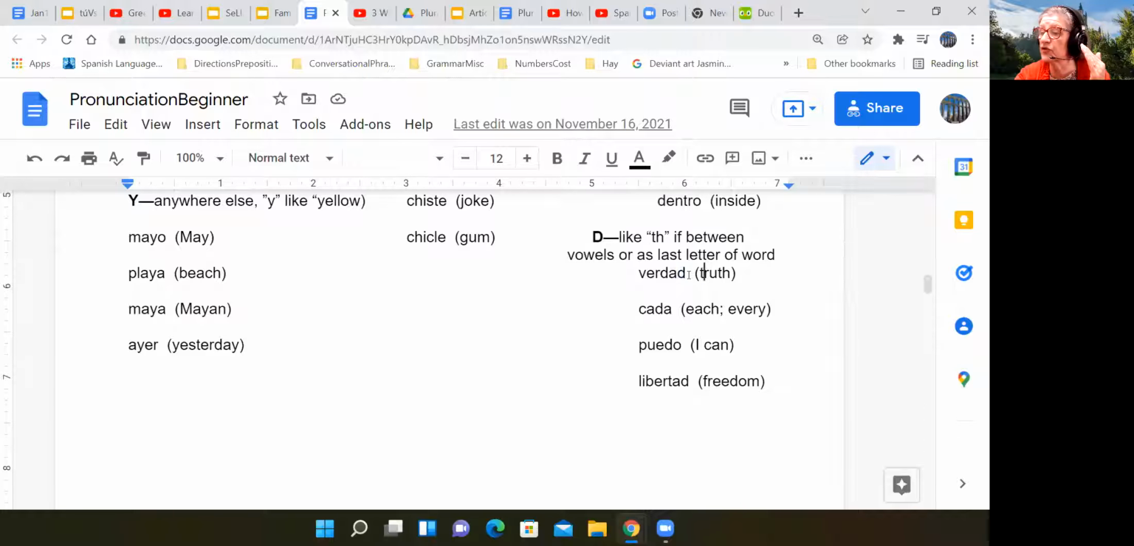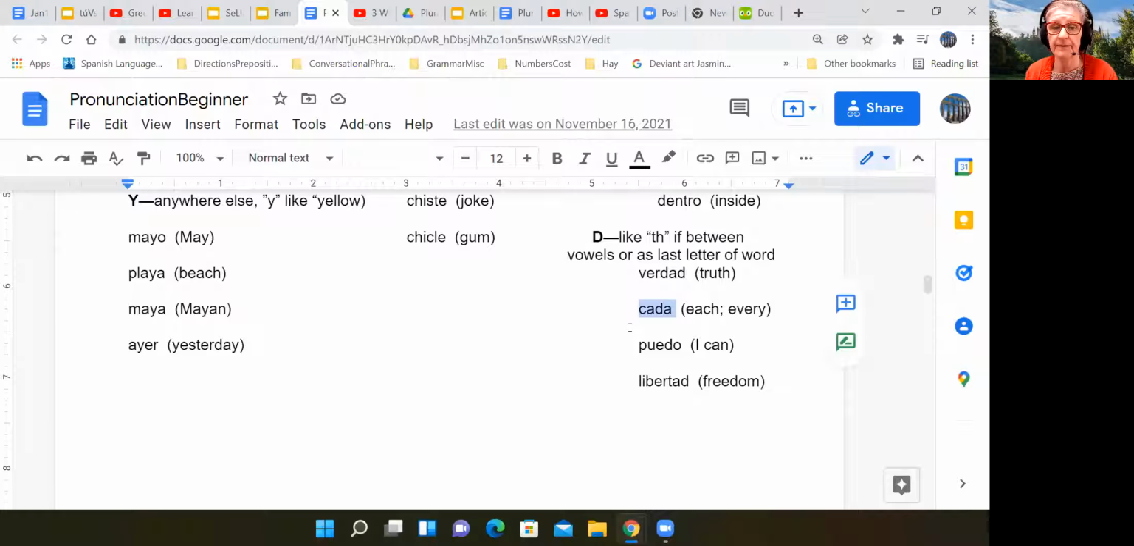So this word means truth, but it's another way of saying, really? ¿Verdad? Verdad. Here's another D that sounds like a TH.